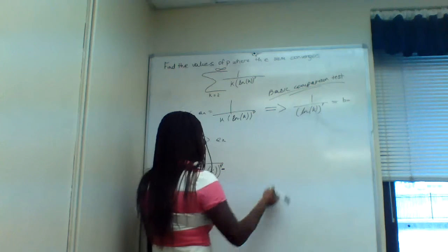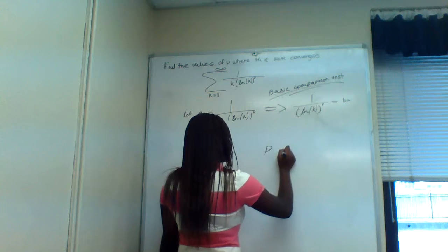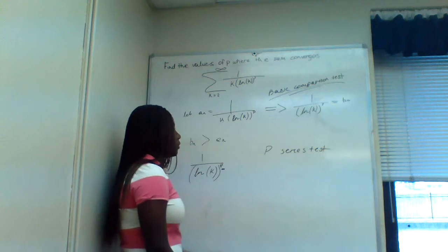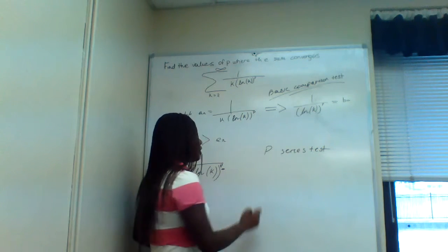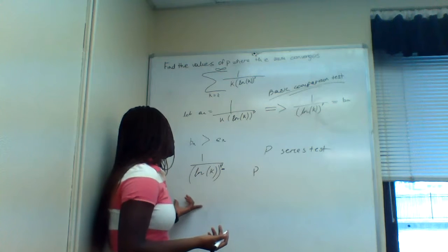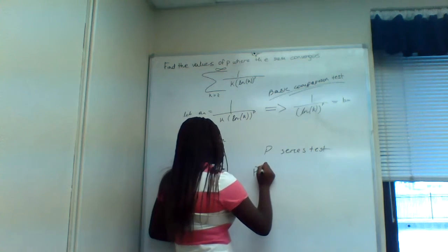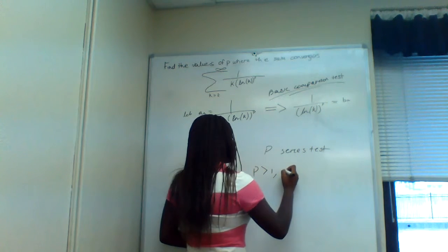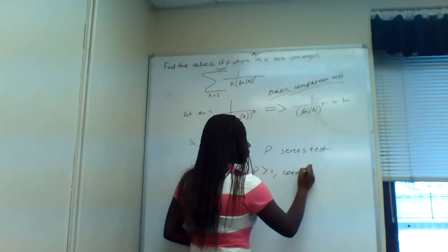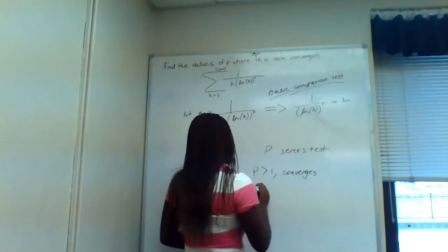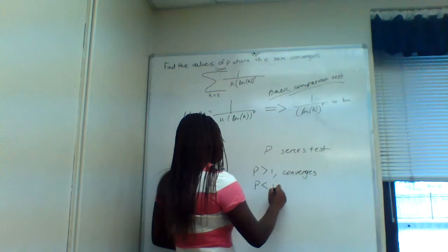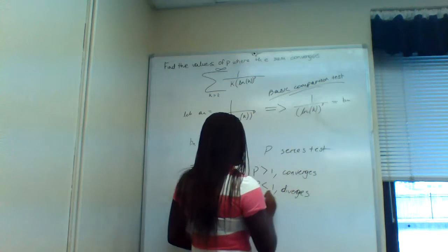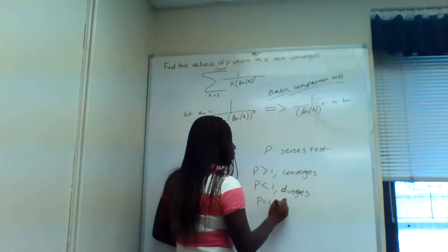But if we use the p series test, we can figure out where it converges. Here's the p series test. It basically states that if p, which is an exponent on a function, is greater than 1, then the series converges. If p is less than 1, the series diverges. And if p is equal to 1, it also diverges.